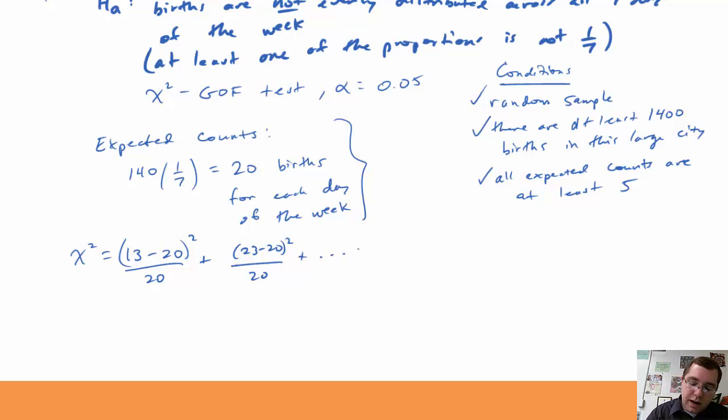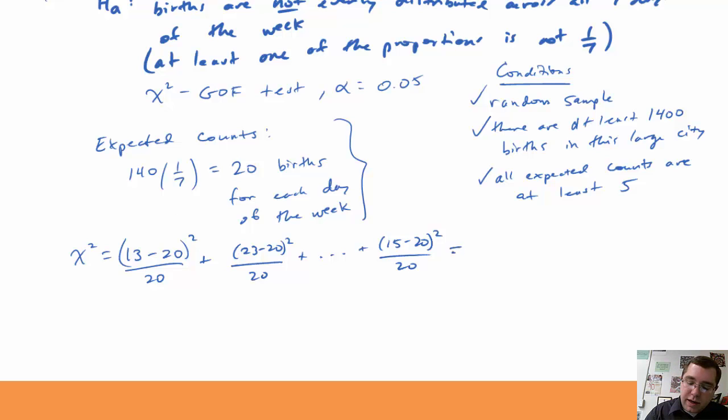I don't want to write all that out, so I'm going to put dot, dot, dot. And then put the last one. Saturday was 15, is what we observed, so 15 minus 20 squared over 20. I'm actually going to have my calculator calculate what this is. If I only had 2 or 3 terms, I could do it easily by hand. But I do need to show work like this. Write down at least the first and the last term of my sum.